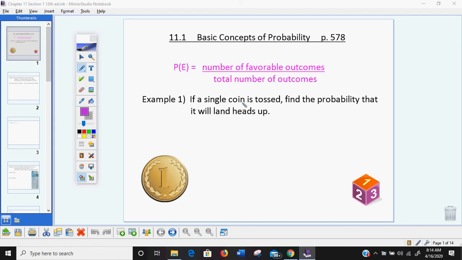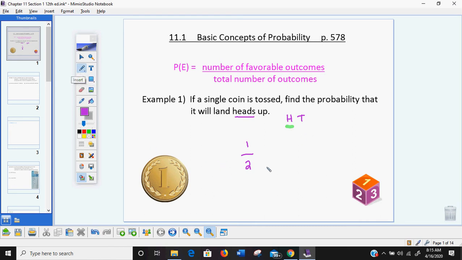So it says if a single coin is tossed, find the probability it'll land heads up. Okay, so when we do our probability on top, think about a single coin. What are your choices? You can either get heads or tails, okay? So the probability it'll land heads up is 1 out of a total of 2 because you had 2 choices, heads and tails. And the probability of getting heads is 1 of those 2. So the probability would be 1/2.